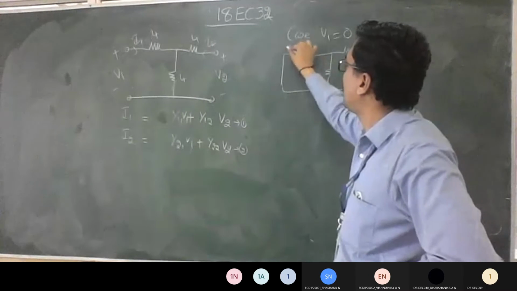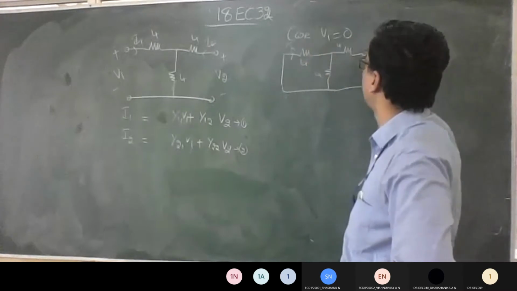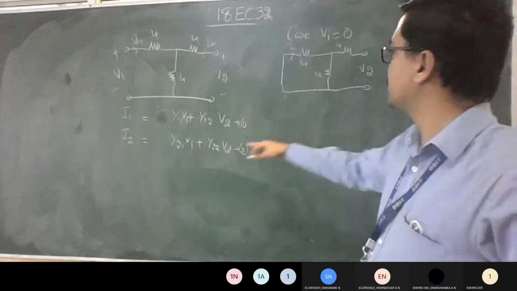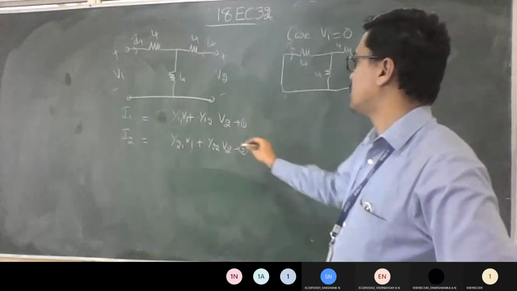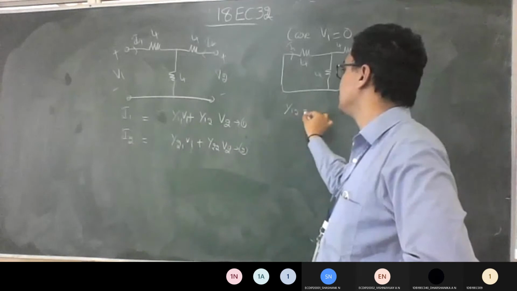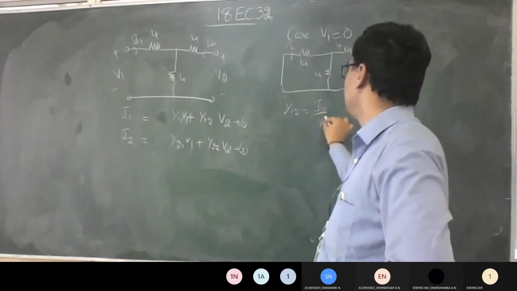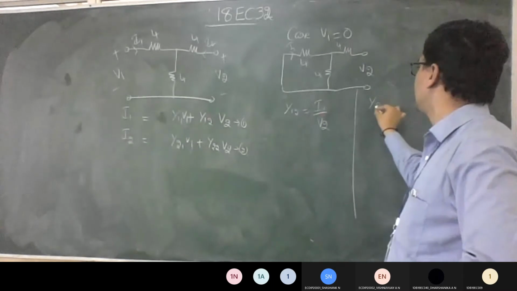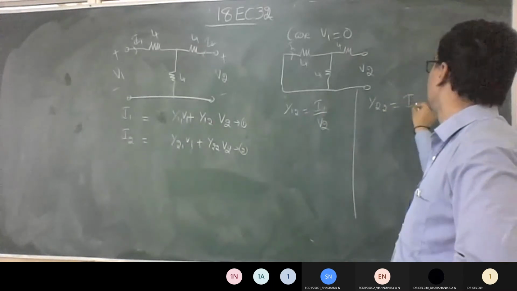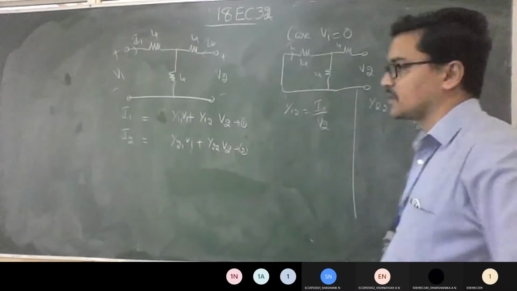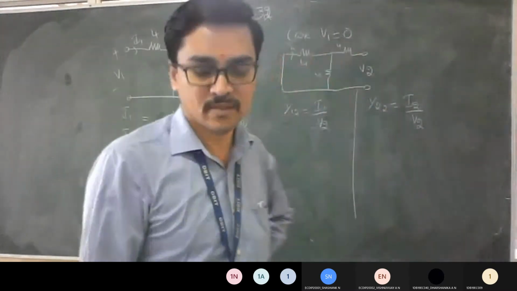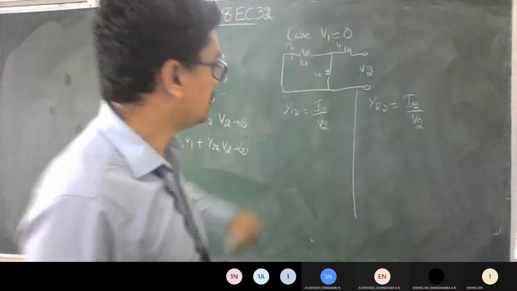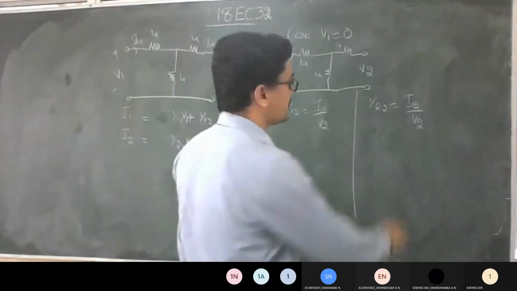So 4, I1, 4, 4, and this is V2. So in case 2, V1 is equal to 0. What is the thing you are going to get? Y12 is equal to I1 by V2. Similarly, one more you will get: Y22 is equal to I2 by V2. So same procedure as in case 1. What should you do? This you can get directly, right?